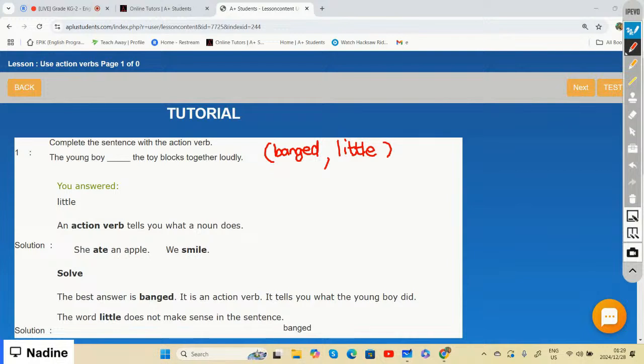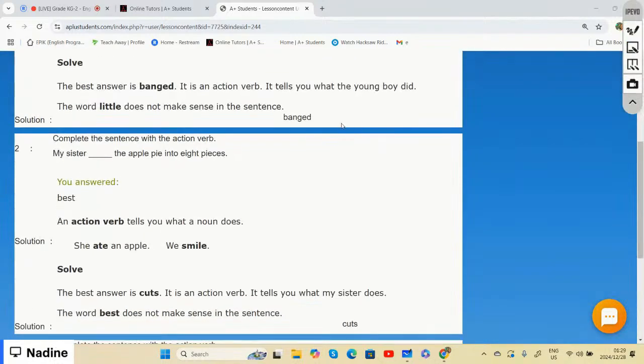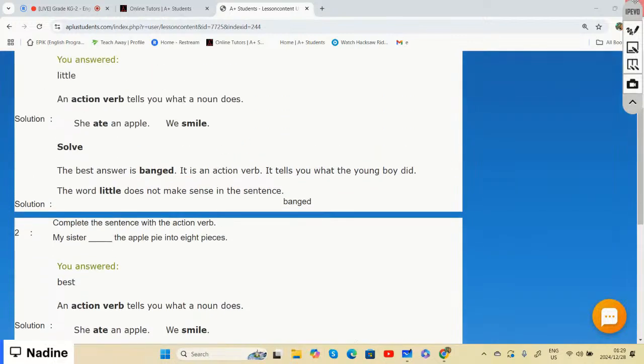All right, and if we were to choose the correct option, then yes, we can say that the young boy banged. I'm going to scratch it out. Banged the toy blocks together loudly. So banged is our correct action verb. It's the action that they did. They were banging the toys loudly. Well done.